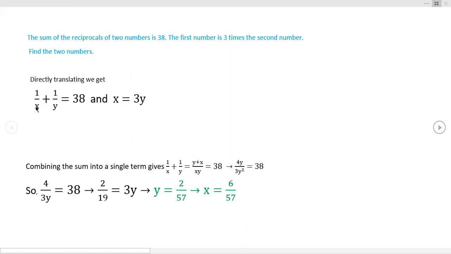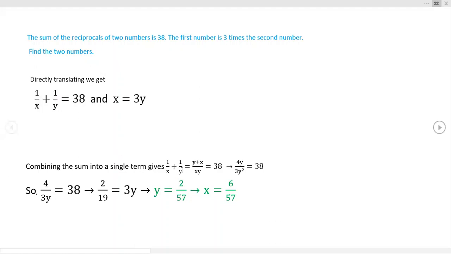If we let x be the first number, 1 over x is its reciprocal. We let y be the second number, 1 over y is its reciprocal. Now, this equation alone wouldn't be enough, because that would be one equation and two unknowns. But this second piece of information says the first number is 3 times the second number. That's what does it for us. So this constitutes the direct translation aspect of the problem.